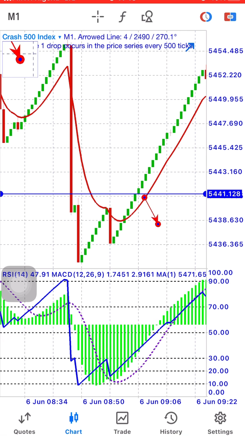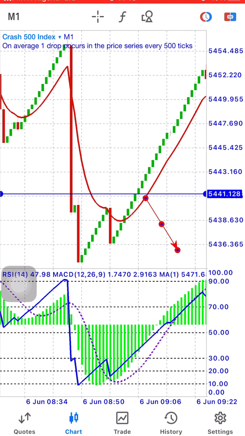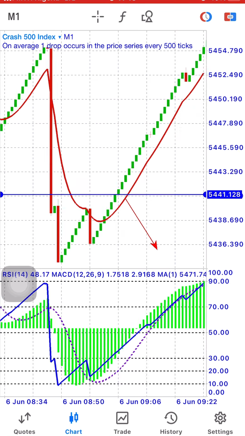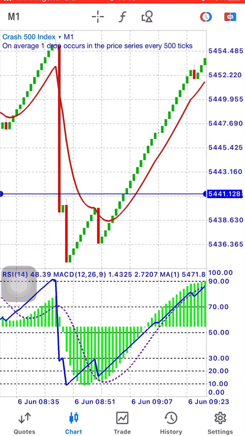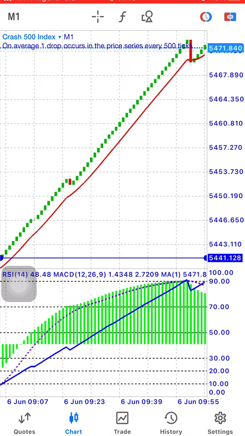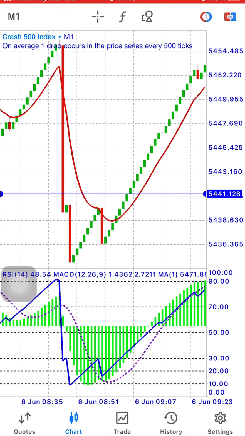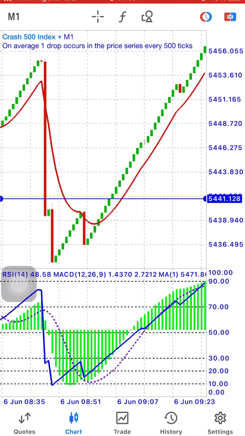This was a breakout. As you can see, that was a breakout. You see, once you put your trend line here like this, and this candlestick crosses over to the other side of the trend line, there is nothing that will make the market come down.